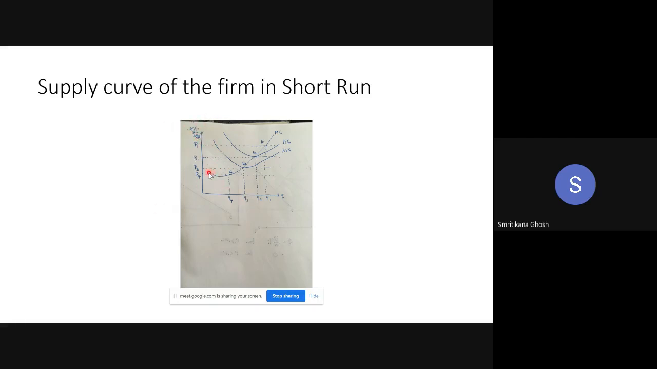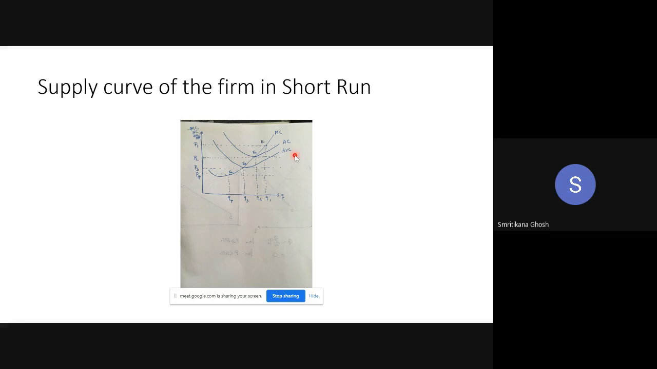Now, your MC curve, you know, is U-shaped. So when you draw this type of diagram, first draw your MC curve. And you know all the minimum points will be on the MC curve, right? So accordingly, you have to draw your AVC, and above the AVC, you have to draw your AC. So these are the three curves in your diagram.